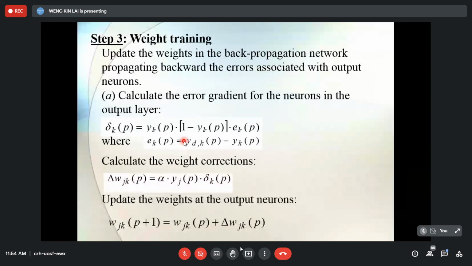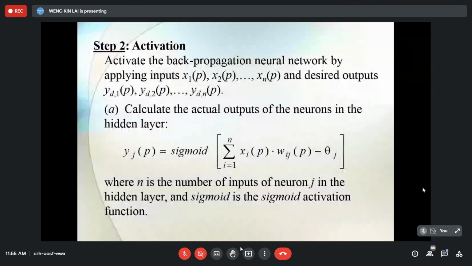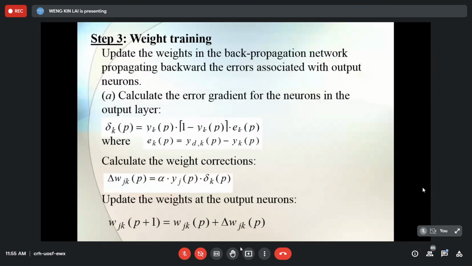Now we have the weight training. We have to train the weights. I'm just checking the time because this part will take a long time to explain. The question is, do we have the time to finish this? I think we cannot finish it, so I'll stop here on the weight training. We'll come back to this to see how we can calculate the weights.